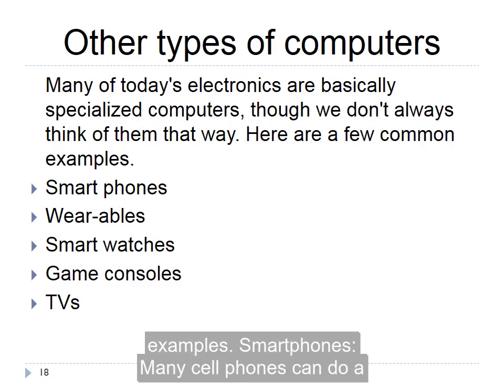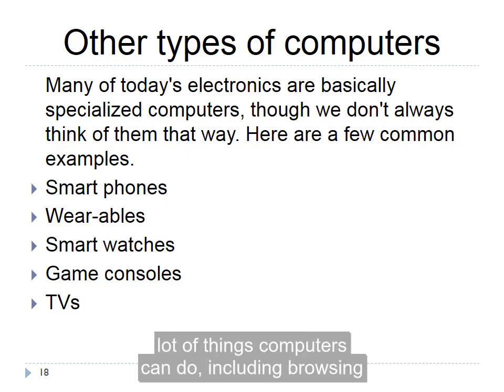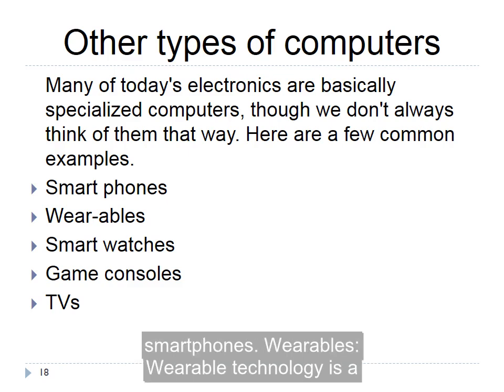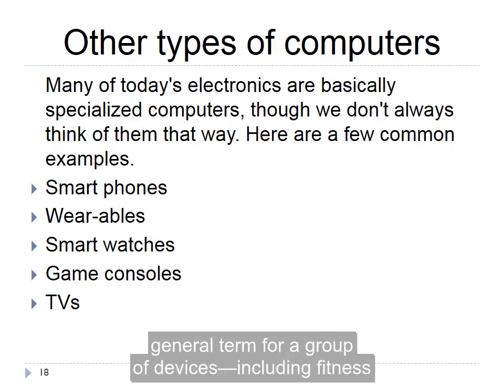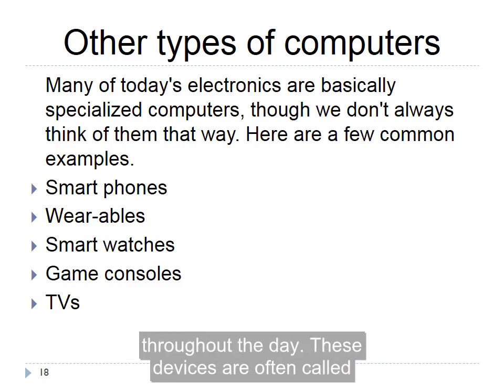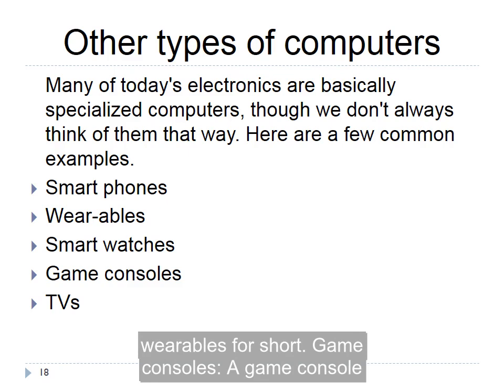Smartphones. Many cell phones can do a lot of things computers can do, including browsing the internet and playing games. They are often called smartphones. Wearables. Wearable technology is a general term for a group of devices, including fitness trackers and smartwatches, that are designed to be worn throughout the day. These devices are often called wearables for short.